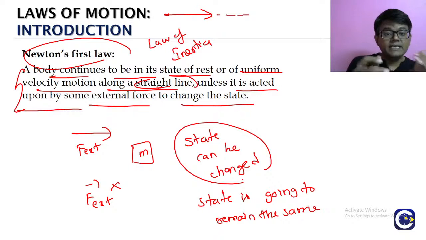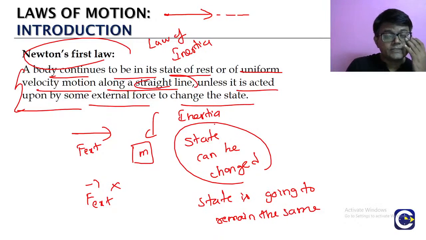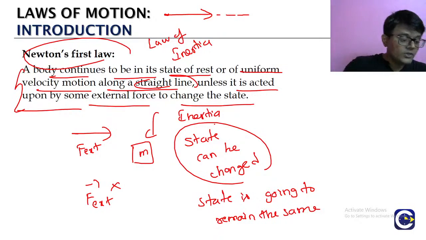Here, the ability of the body to hold on to its state when there is no external force, either rest or uniform velocity, is what we call inertia. So Newton's first law is related to the concept of inertia, the ability of the body to hold on to its state of rest or uniform velocity motion. Only when there is an external force can the state be changed. Newton's first law will not have any numerical importance. It's a theoretical idea to understand the concept of inertia.